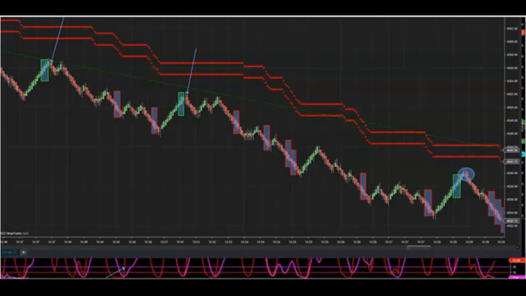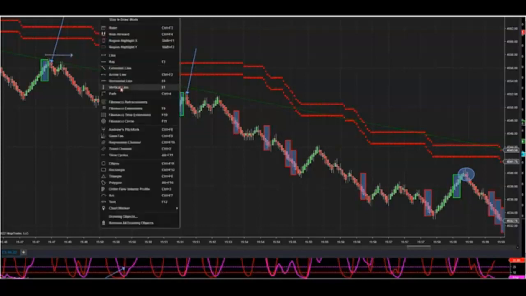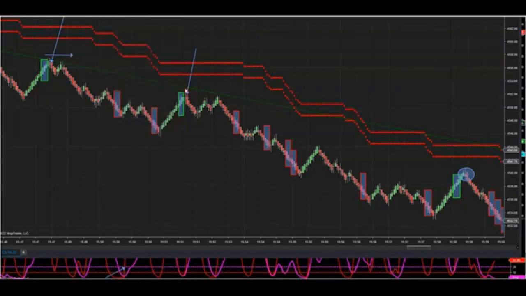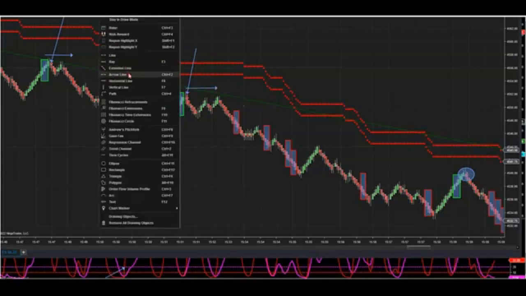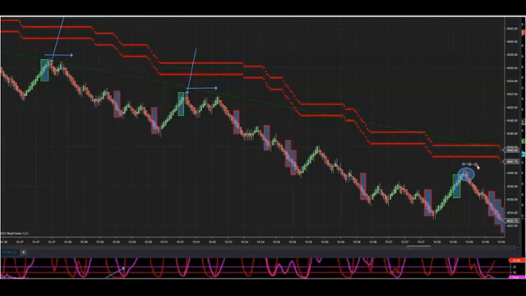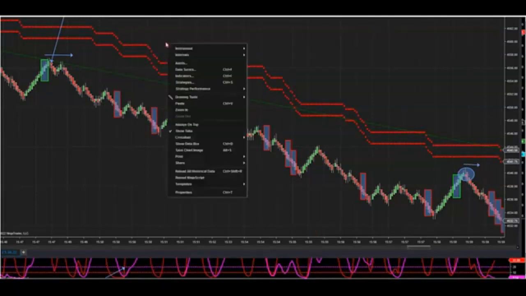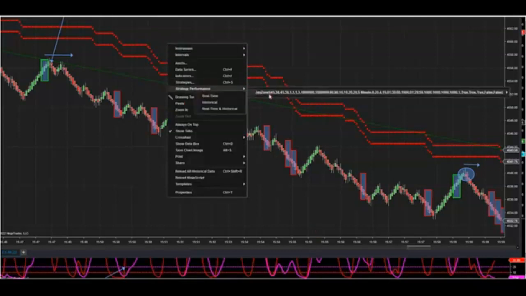So you can see, and then what you want to do is, if that happens, you put your stop loss 2 ticks above the swing high. Stops are very small using this technique. As far as that goes, and then what you can do is run your strategy.